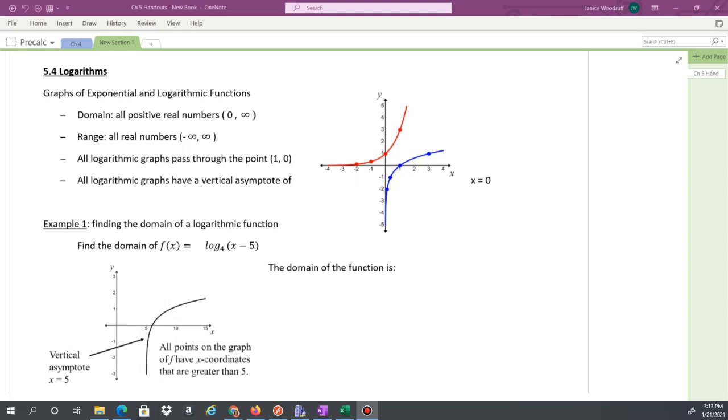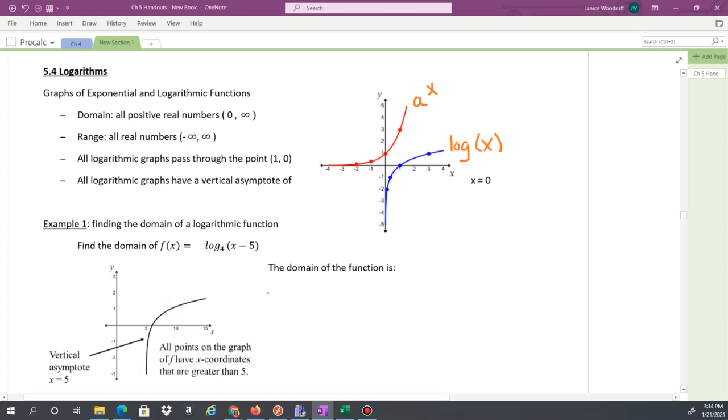Okay, in section 5.4, we are talking about logarithms. So let's first take a look at a logarithmic graph. This blue graph here is your graph of log x. And this red graph here is your graph of, I think that is a, or we'll say 2, it's not quite 2, so we'll just say a to the x. So that is your exponential graph.